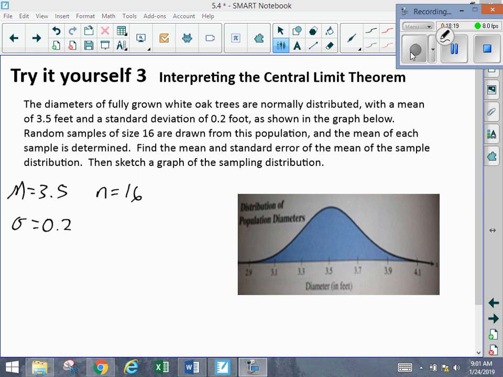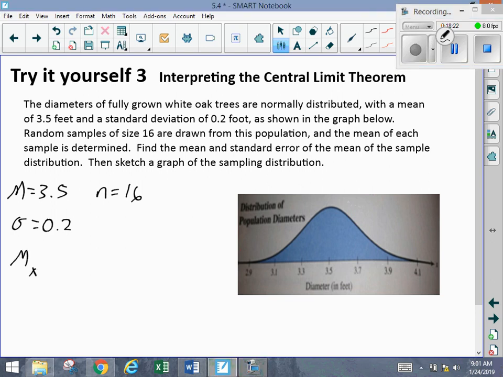So the mean of the sampling distribution, the distribution of sample means, is going to be 3.5. It's going to be exactly the same as the mean of the population. The standard deviation is now going to be 0.2 divided by the square root of 16, which turns out to be 0.2 divided by 4, or 0.05.